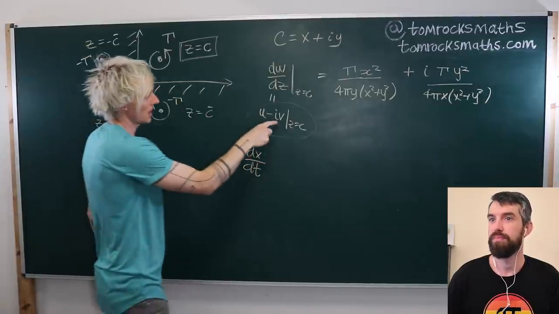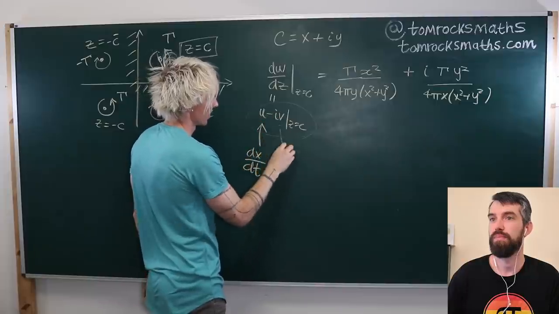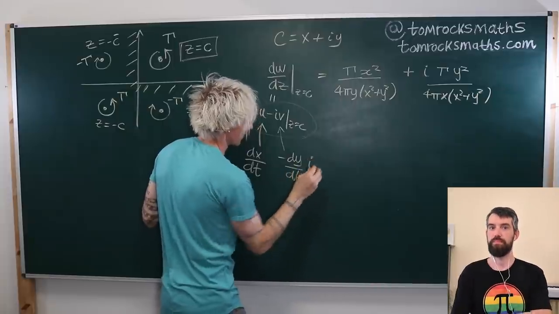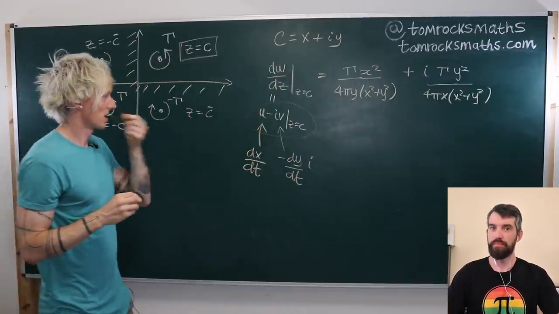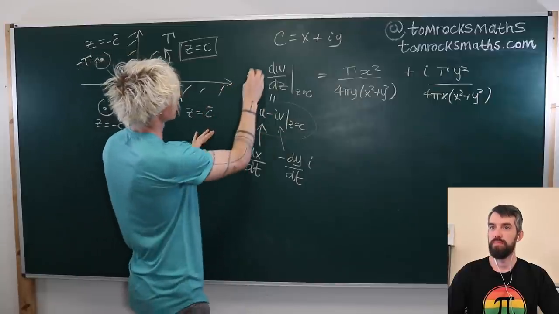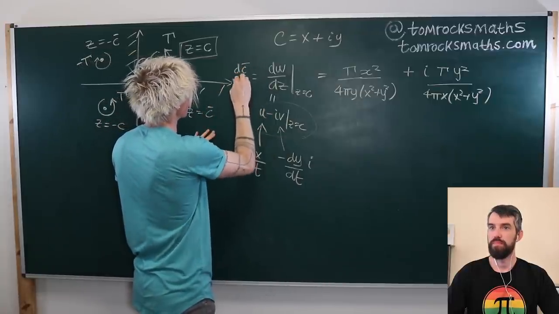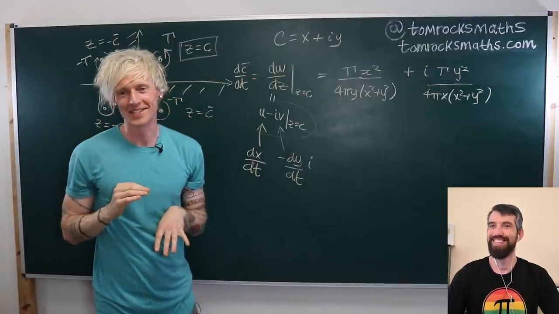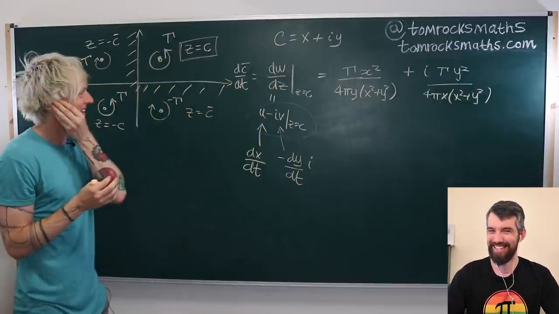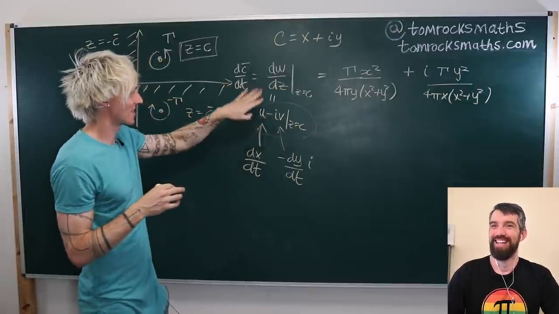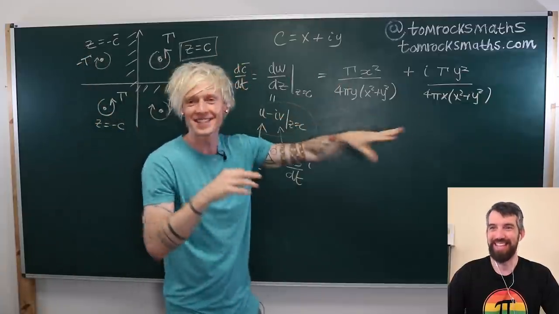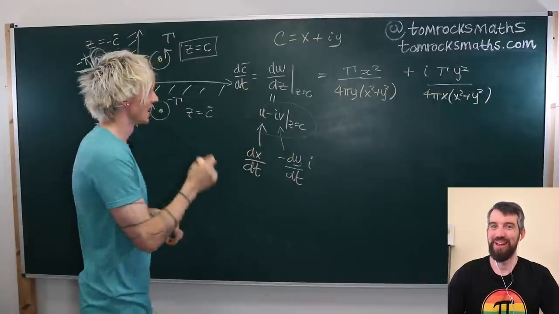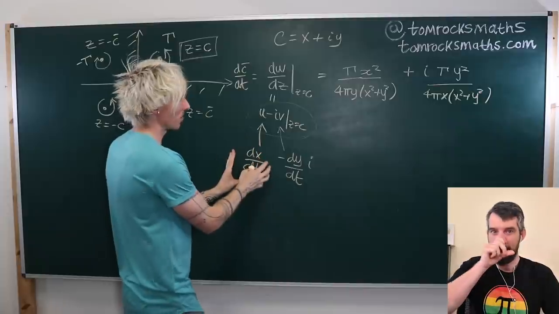And then what we've got here is minus dy by dt, times i because of that minus sign. So you can also think of this as dc bar by dt. This is the common mistake I see all my students make. I just wanted to clarify, because you think, oh, I've evaluated it at z equals c, so this is now dc by dt equals this. You just have to be a little bit careful because of that switch in the sign that we had there. So now we can take the real part.